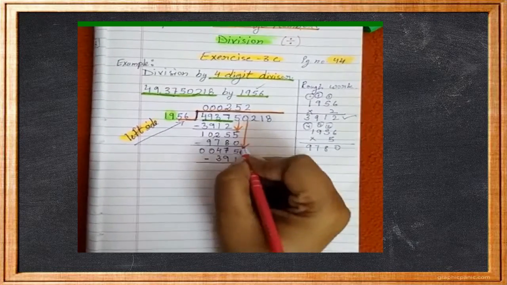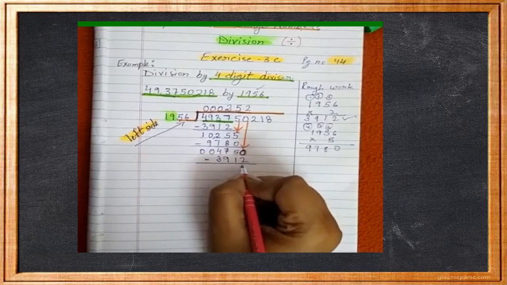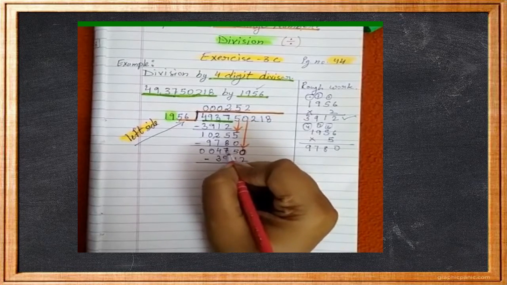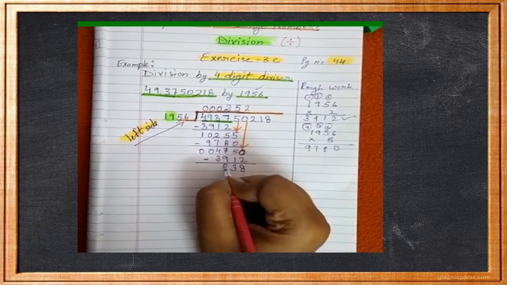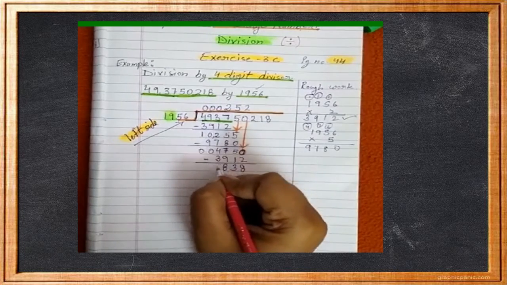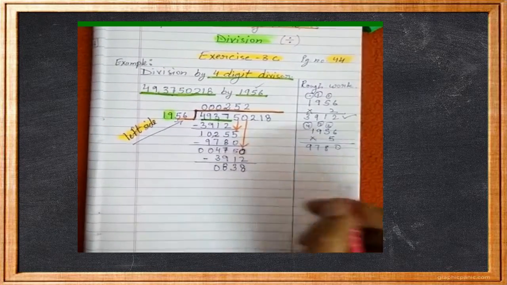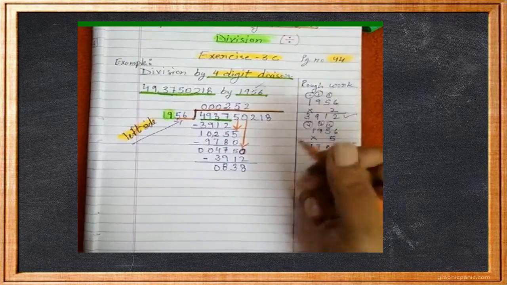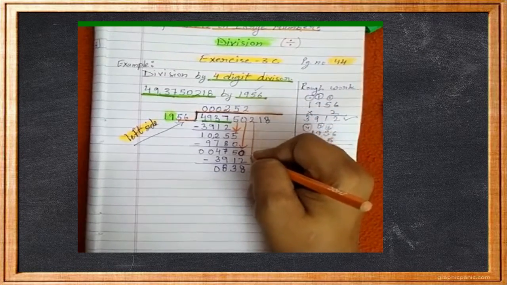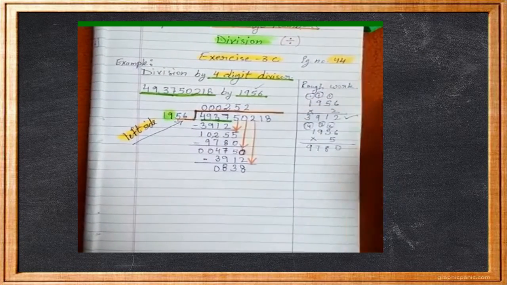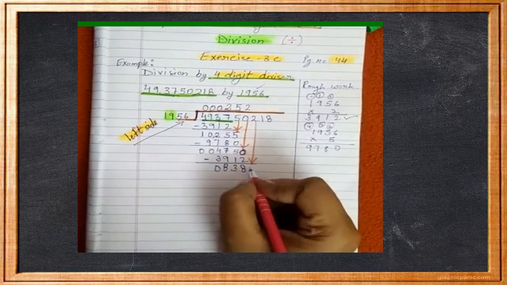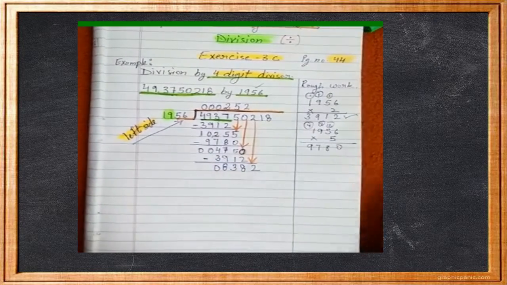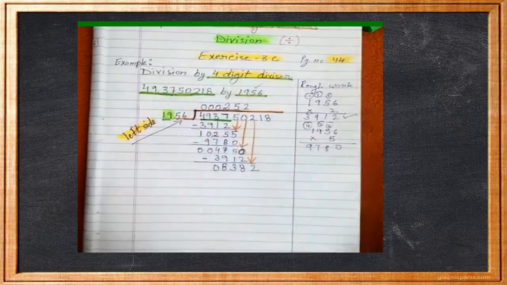Subtraction sign and subtract. 10 minus 2, 8. 4 minus 1, 3. Yes, 17 minus 9, 8. Yes, children. And 3 minus 3, 0. So 838 is your remainder. Now, children, what do you have to do next? You have to bring this 2 down next to 8. So what will be your number now? 8382.